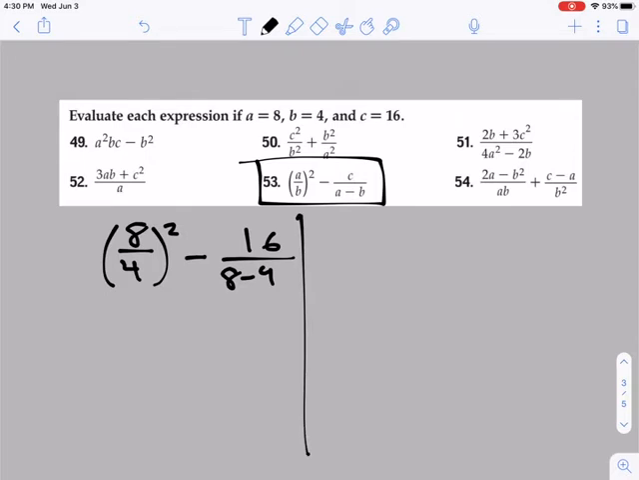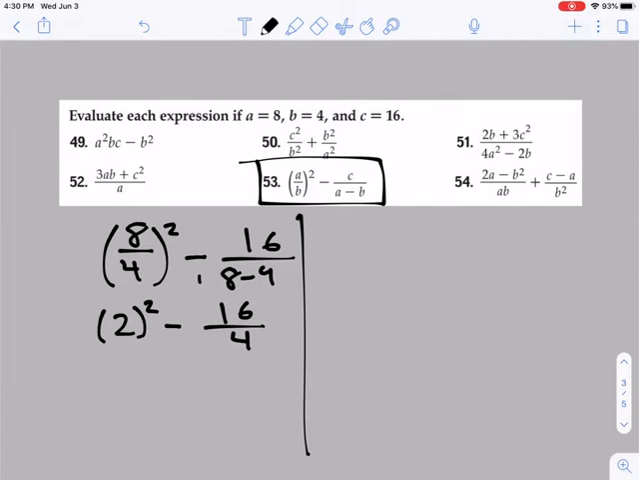So 8 over 4, we have to do what's inside the parentheses first if we can. And we can, because this is a division problem. 8 divided by 4 is 2. So you get 2 squared minus, and then this 8 minus 4, remember when we talked about fractions, you can treat what's in the denominator of a fraction as its own thing. So 8 minus 4, we can just call that 4.